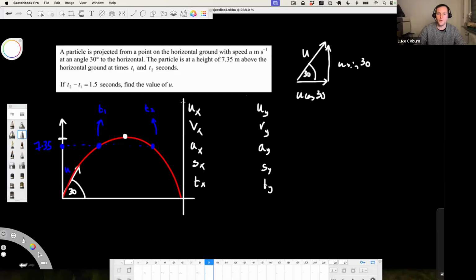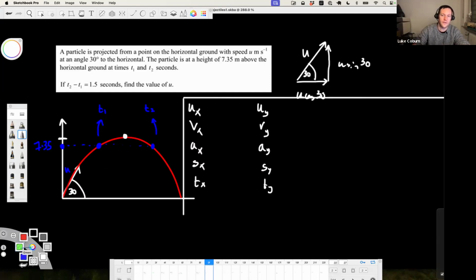Okay. So now, anytime I see sine 30, I'm like, u over 2. And anytime I see cos 30, I'm like, the square root of 3 over 2 times u. So let's fill these in. This is the square root of 3 over 2 times u. This is equal to u over 2. That one will be equal to that one.